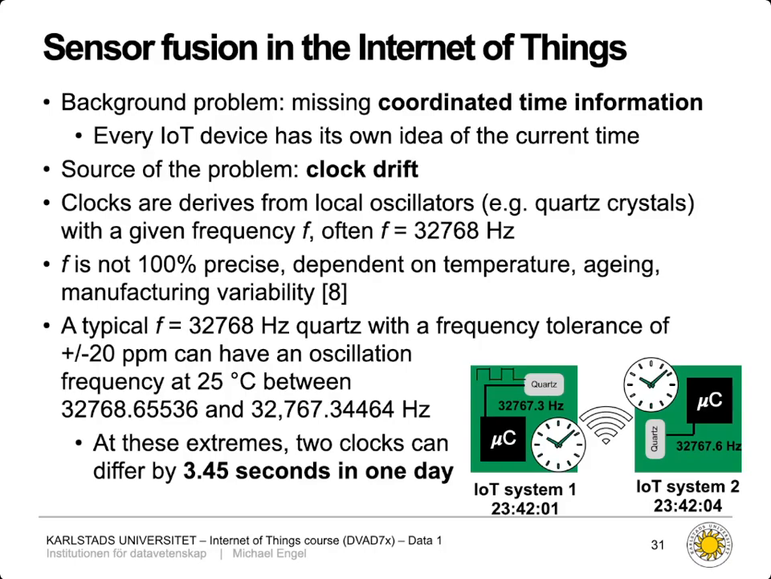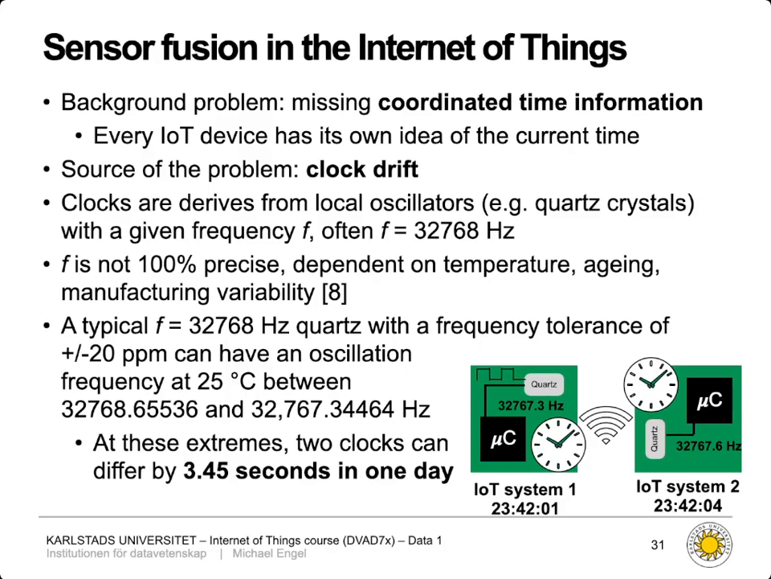Link number 8 gives you some background on this. And typically for a quartz crystal, with a frequency tolerance which is usually in industry plus or minus 20 parts per million, we can have an oscillation frequency at a constant temperature of 25 degrees centigrade between 32,768.65 and only 32,767.34 hertz. So that doesn't sound like much. I mean, it's not even 1.5 hertz of difference.